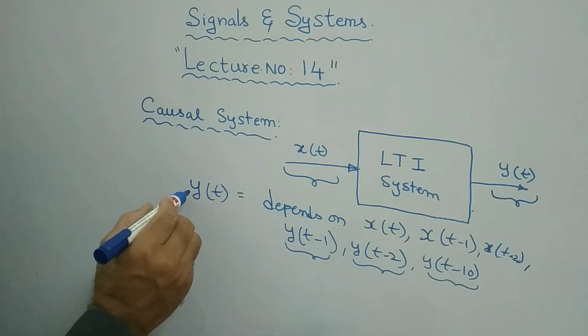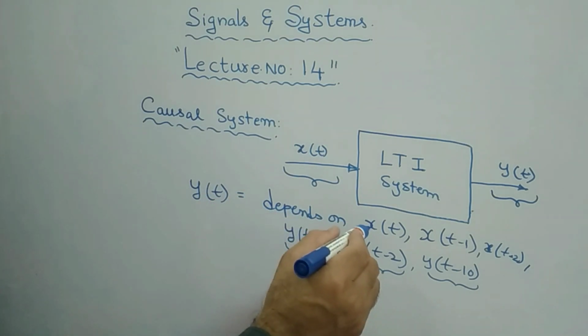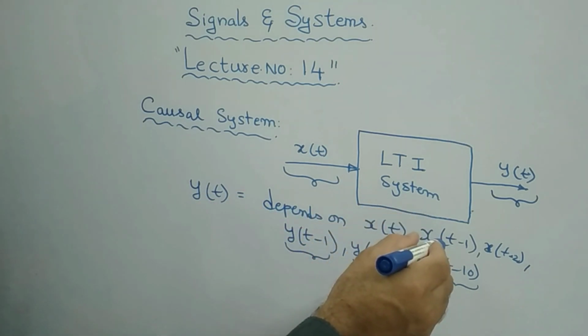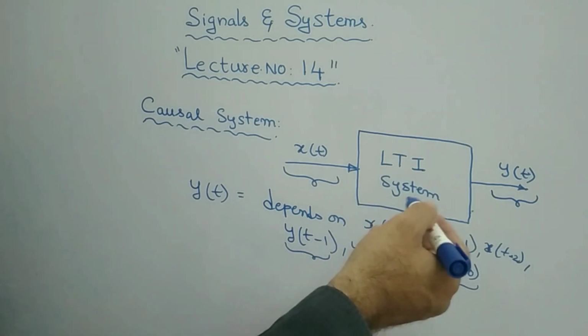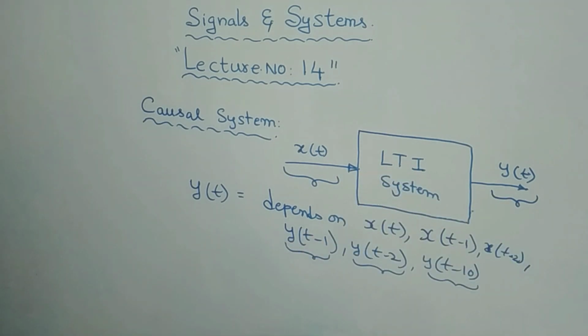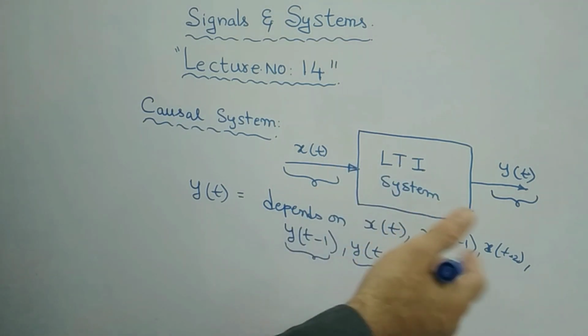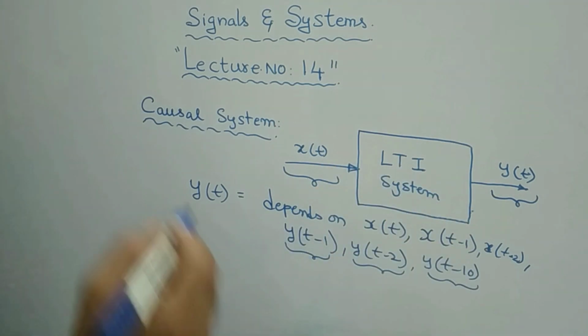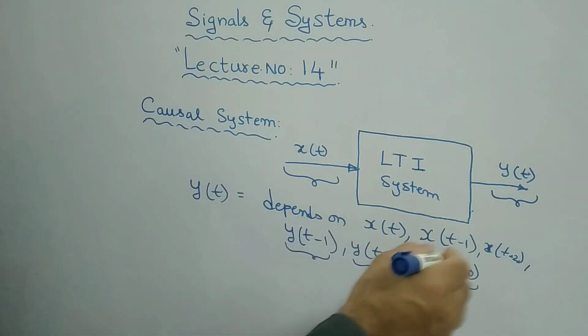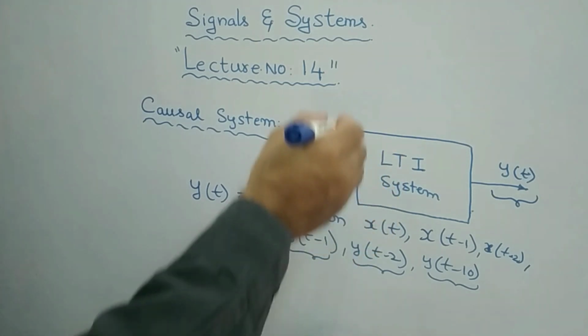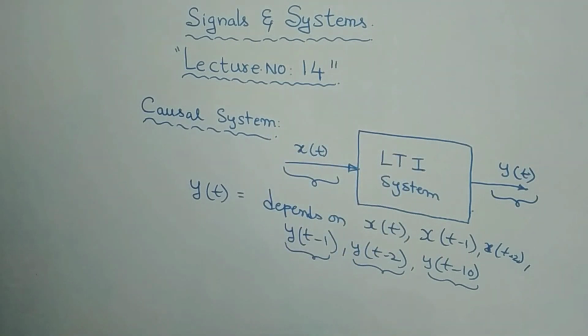Therefore, if y of t is a function of x of t minus 1 or x of t minus 2, whatever it is, it must have the x of t minus form, as well as y of t minus 1, t minus 2 or whatever. If our output depends on this type of terms, then you can say that the given system is a causal system.